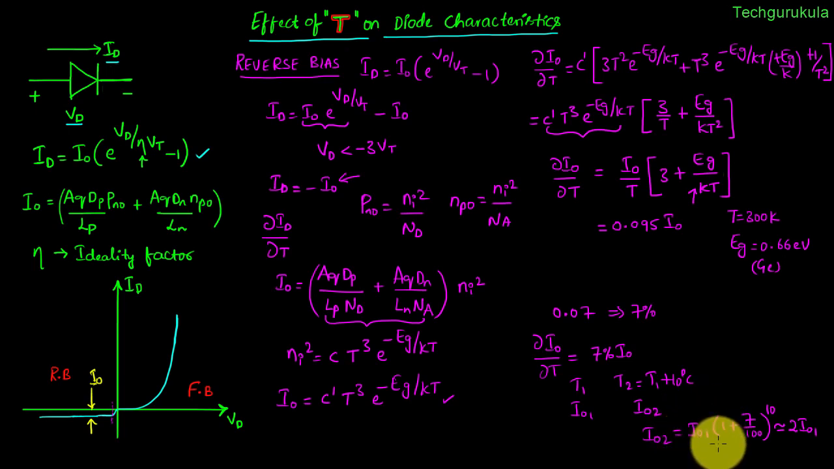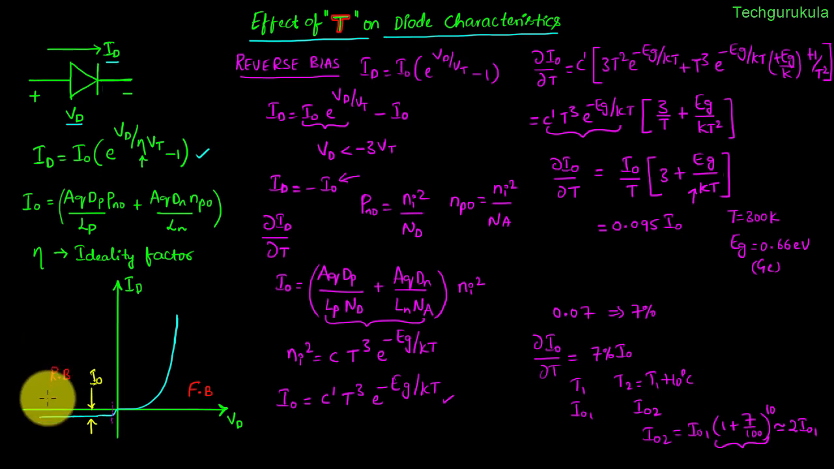This formula is very similar to the cumulative interest calculation, and it is exactly the same. The current increases 7% and the base also keeps increasing with it, and for every degree centigrade it keeps increasing the same way. So that's why we use the cumulative interest formula here. So the bottom line in reverse bias is that the reverse saturation current doubles for every 10 degrees centigrade.